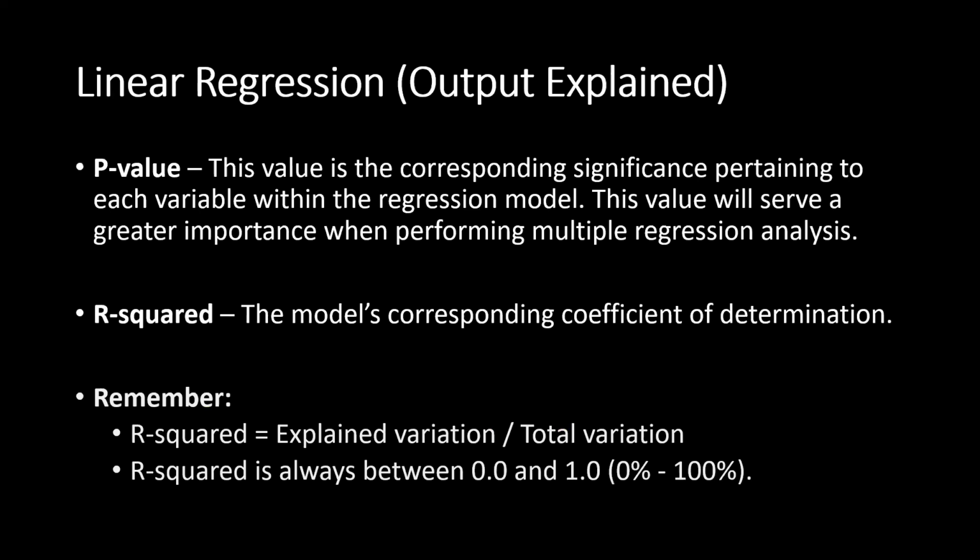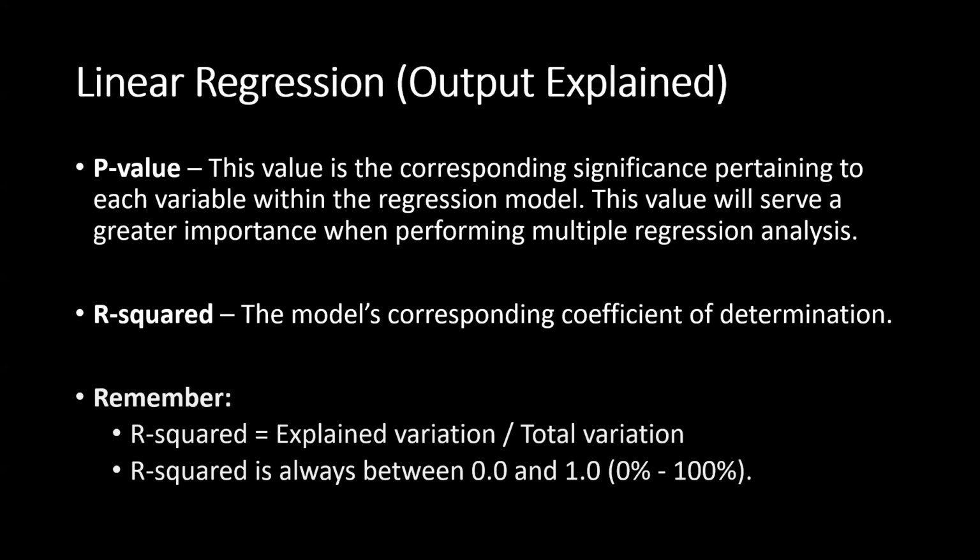So the p-values, as it relates to the output, this value is the corresponding significance pertaining to each variable within the regression model. This value can serve as greater importance when performing multiple regression analysis, as you'll be looking at the significance of each particular variable in the model. R squared, or coefficient of determination, is going to help you determine the model strength. And a way to remember R squared is it's the explained variation divided by the total variation. This value is always going to be between 0 and 1, or 0% and 100%.